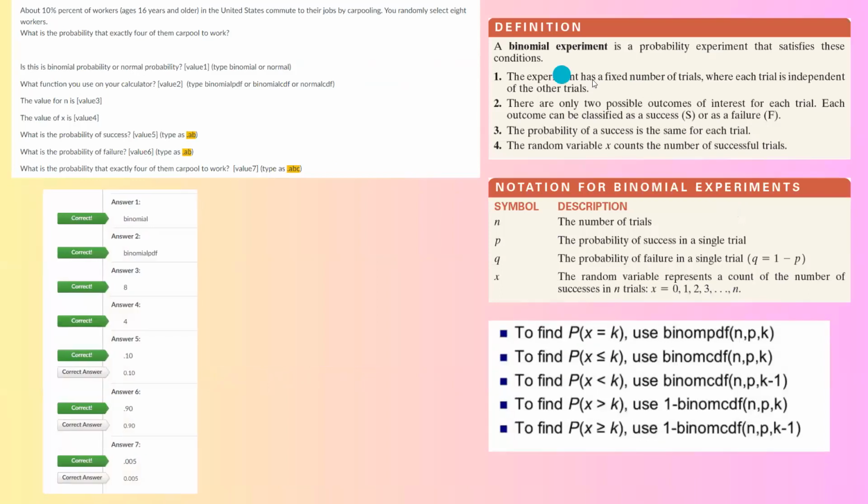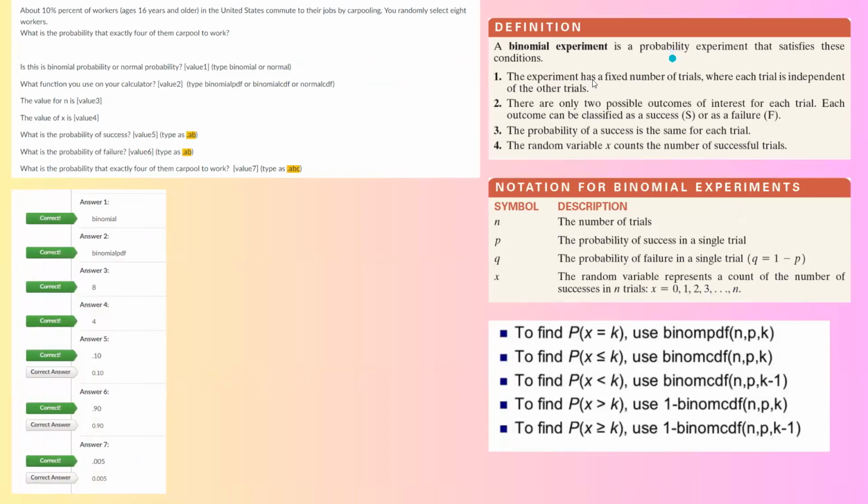Remember that the definition of a binomial experiment is a probability experiment that satisfies the following conditions. First, the experiment has a fixed number of trials, like in this case where you have exactly 8 workers. There are only 2 possible outcomes: yes, you carpool, or no, you don't carpool. The probability of success is the same for each trial. So asking one person whether they carpool or not has no impact on other people in this experiment.